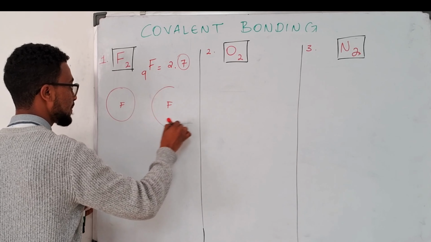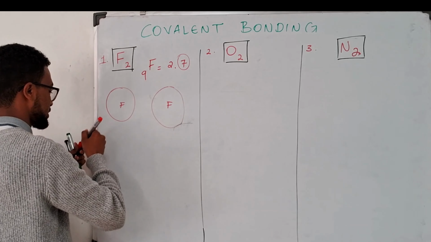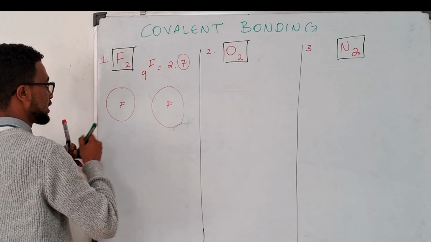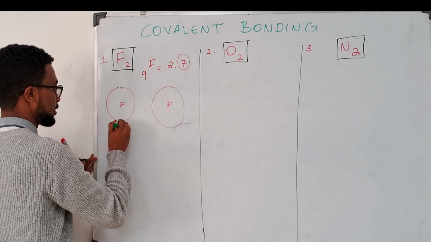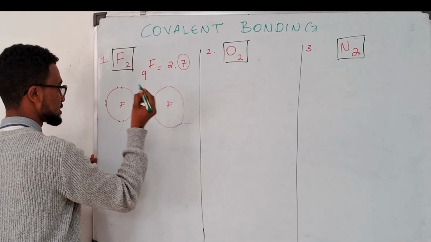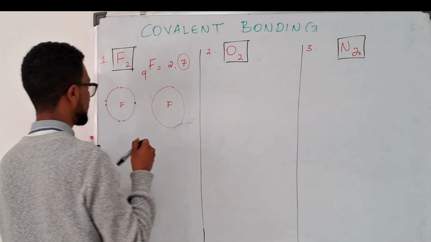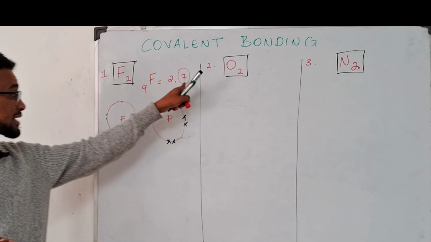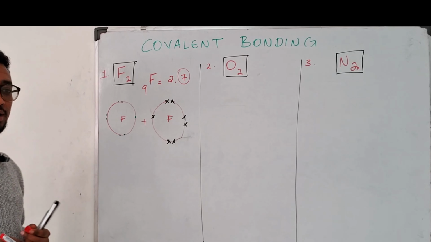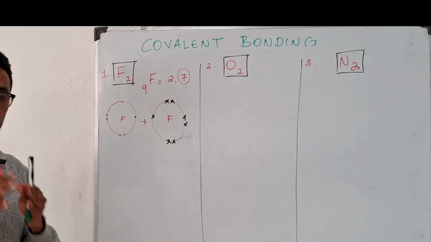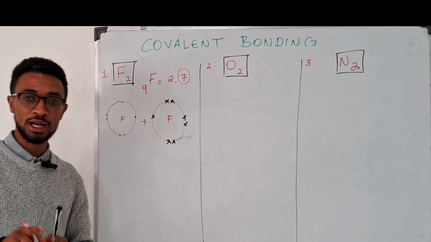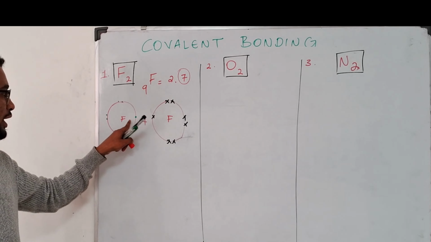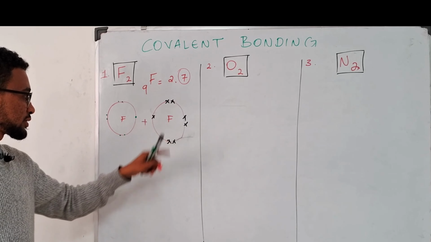They both have 7 electrons in their last shell. The first fluorine, 1, 2, 3, 4, 5, 6, and 7. The second fluorine, 7 electrons. Now look at this fluorine. It has 7 electrons in its last shell. So what should it do to attain an octet, or 8 electrons in the last shell? It needs to share 1 electron with the adjacent fluorine, okay?